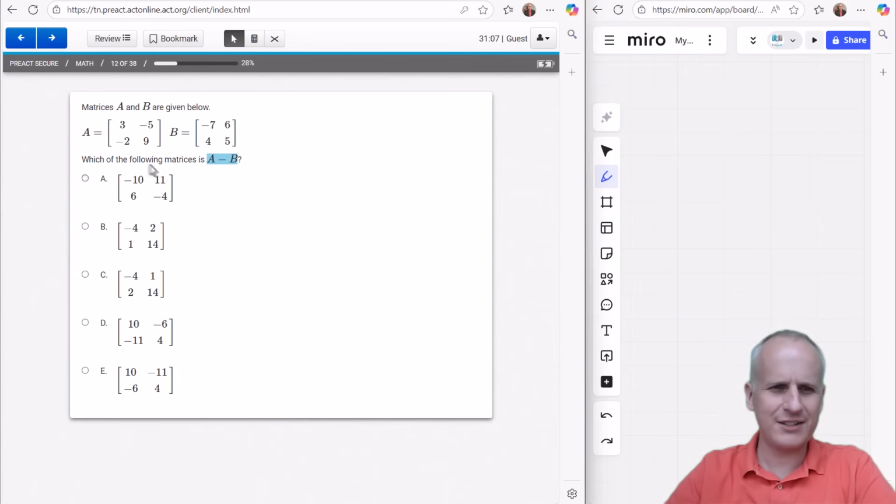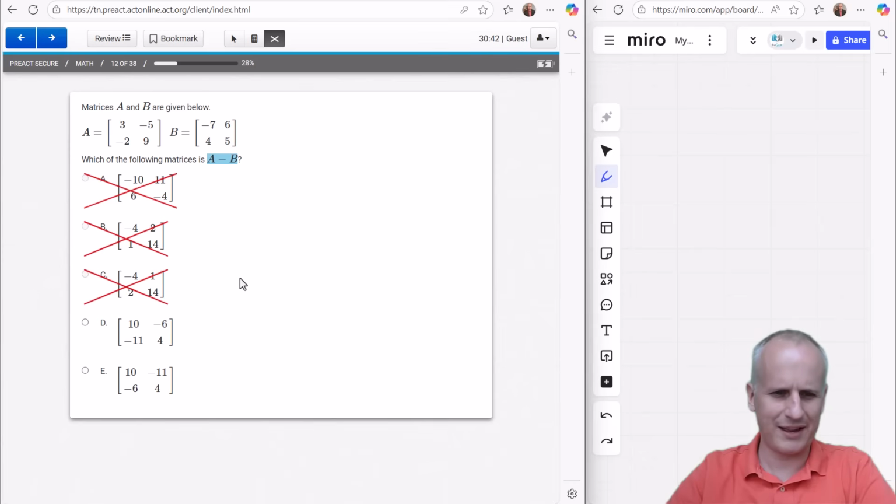But let's just focus on the top left, because we're going to have to correlate the same location within the matrices to actually do the operation of A minus B. So 3 minus 7 is going to give me positive 10. We're going to select our answer eliminator. We're going to eliminate A because it should be positive 10, not negative 10. Negative 4 has no relation whatsoever to positive 10.